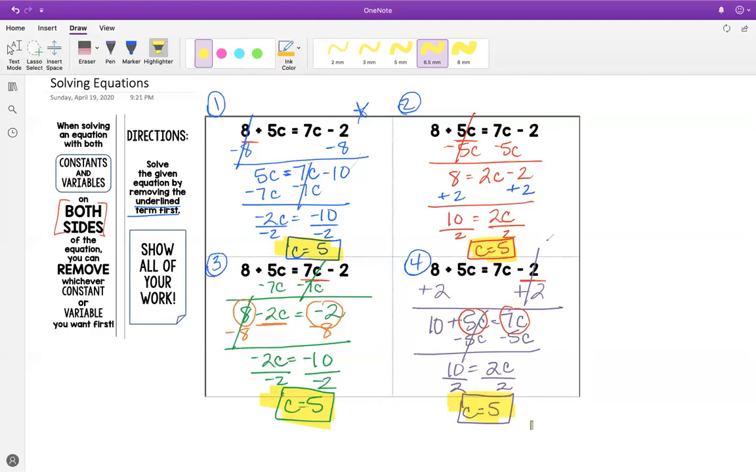Okay, so you can see it doesn't matter where you start a problem where it has variables and constants on both sides. You just have to decide where you're going to start, and then you need to get your variables to one side of the equal sign and then your constants or your whole numbers to the other side, and then just solve it like you normally would.